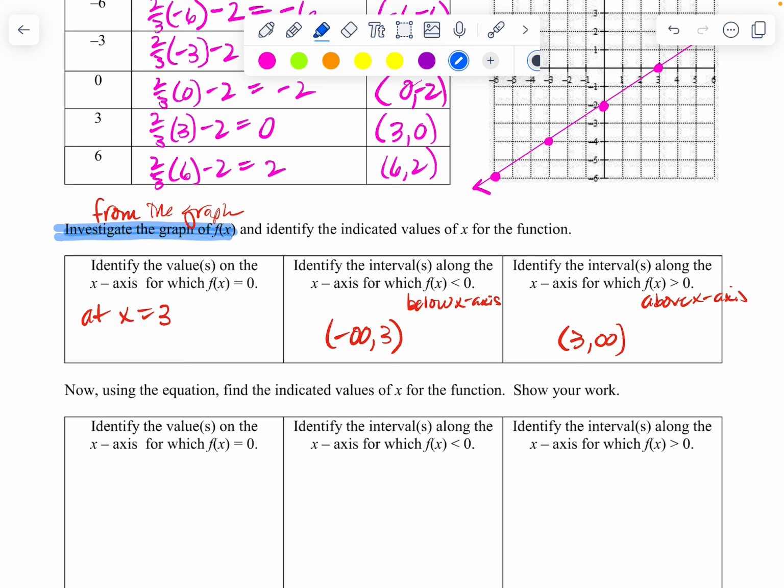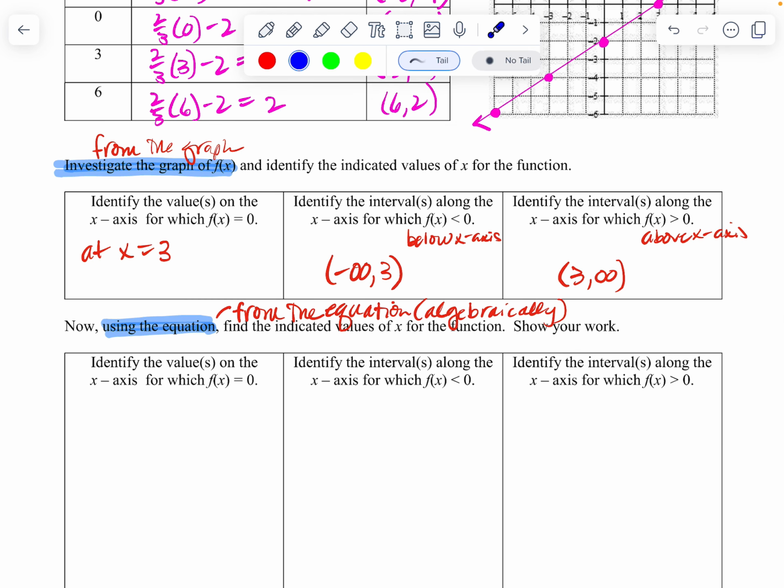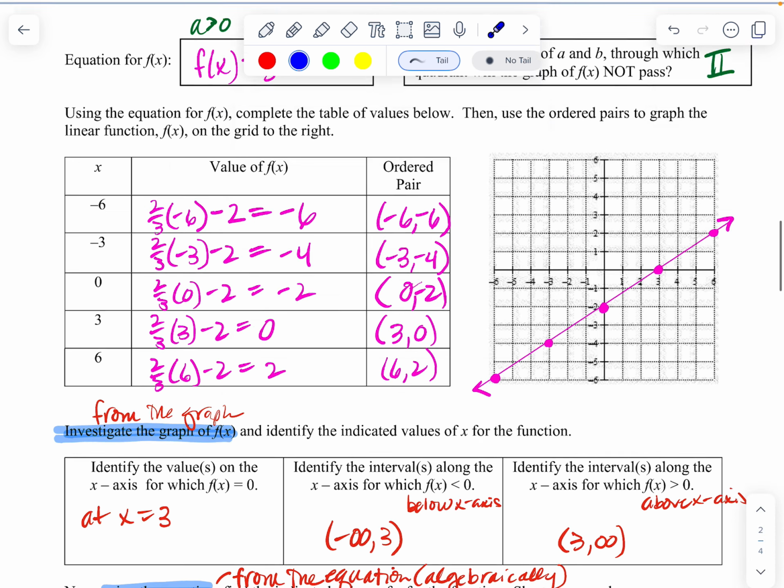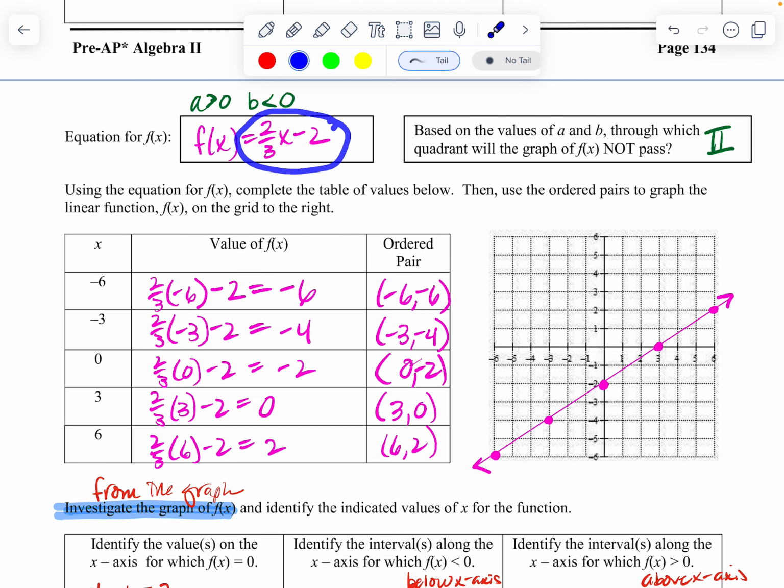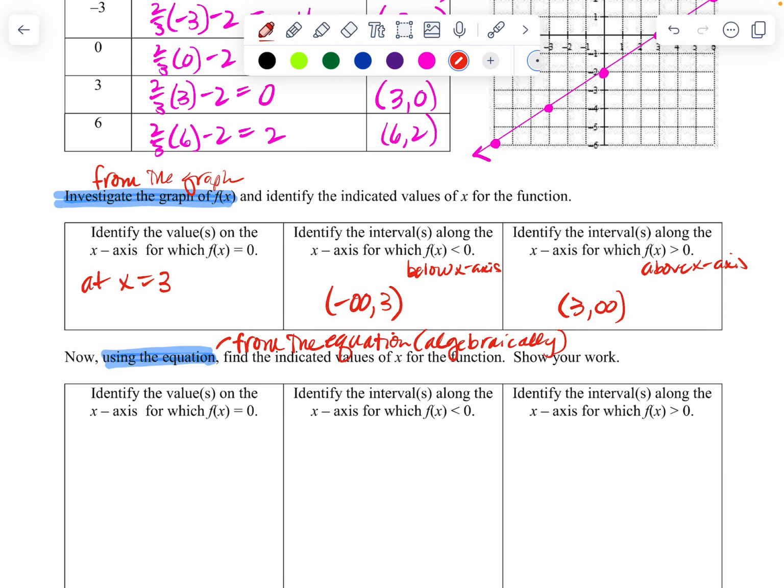Now we're going to talk about doing it analytically, using the equation. So not the graph, but the equation. But our answers should match. From the equation means we're doing it analytically or algebraically. Okay, so we want to know where f of x equals 0. Well, we know that f of x equals 2/3 x minus 2. So we need to know when 2/3 times x minus 2 equals 0. All right? Okay, let's solve that equation.